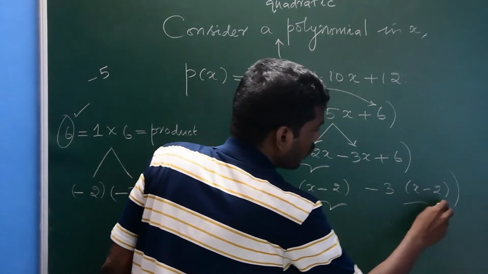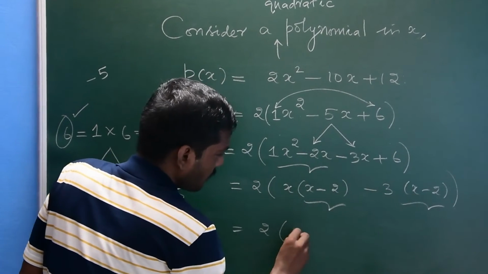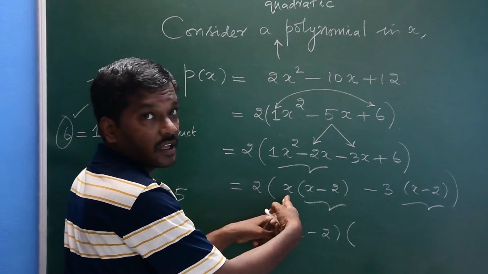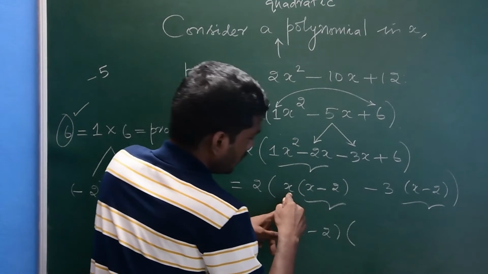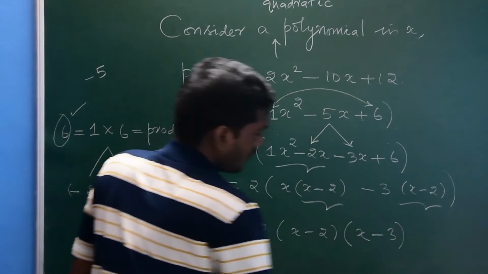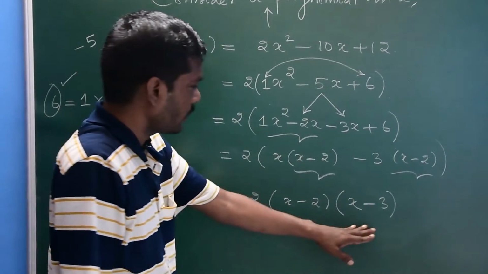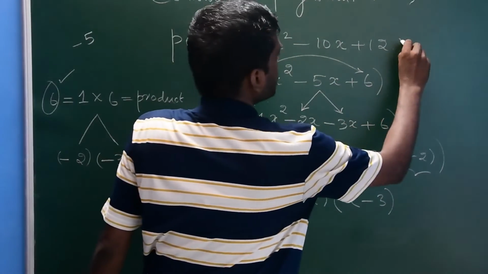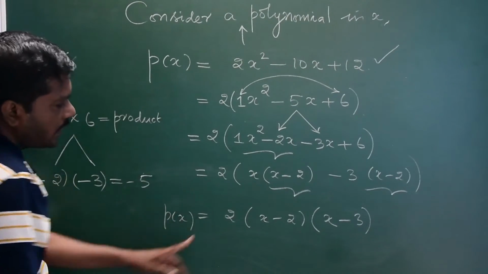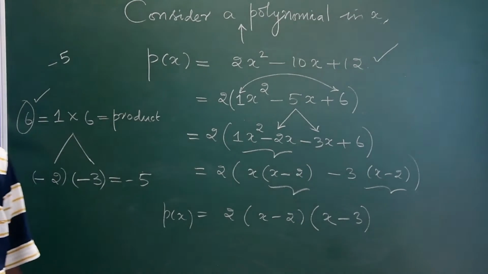Now what is common in both the terms? x minus 2 is common. You can take that term common. So what are we left with? We are left with x and minus 3 here. Okay. So this is factorized. P of x is factored into 3 terms.